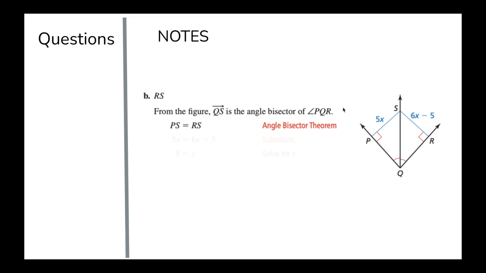By setting them equal to each other, we do a little algebra, and we get the value of x, which is 5. Again, here we're not finished because we're trying to find the length of RS, which means we just need to substitute in the 5 for x. We do that, and we find out that RS turns out to be 25.